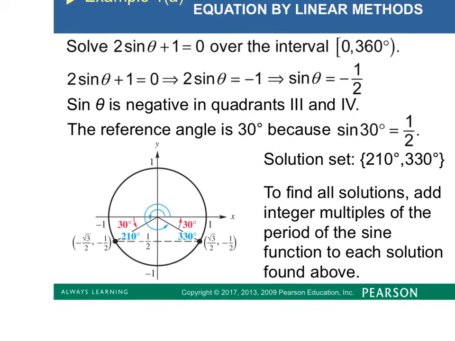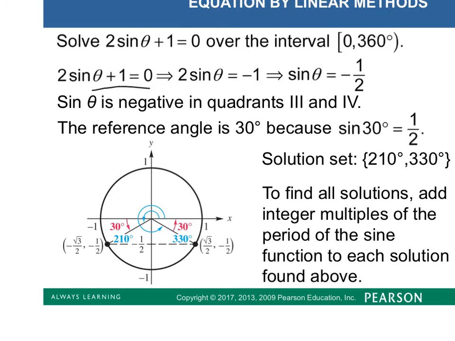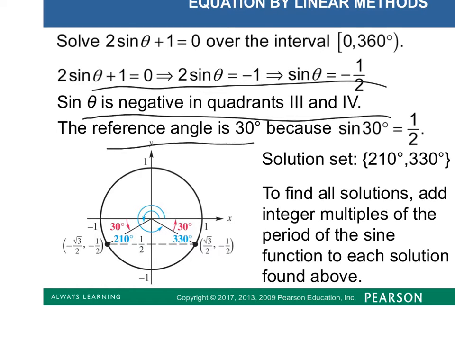Let's see if we're right. This is him solving it. This is him telling us what quadrants we would be in. The reference angle was 30 because sine of theta, okay, the solution set. Those are his 2 answers. Okay. Now look what he said right here.